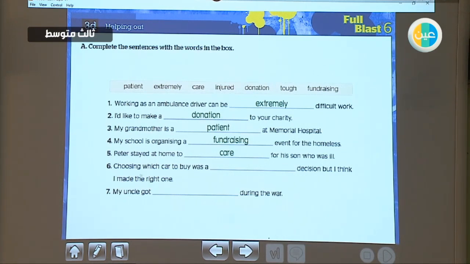Number 6. Choosing which car to buy was a decision, but I think I made the right one. What kind of decision it was? A tough decision, and here we used an adjective. Number 7, my uncle got during the war. What did he get? Injured. Check your answers before we move to the following task.